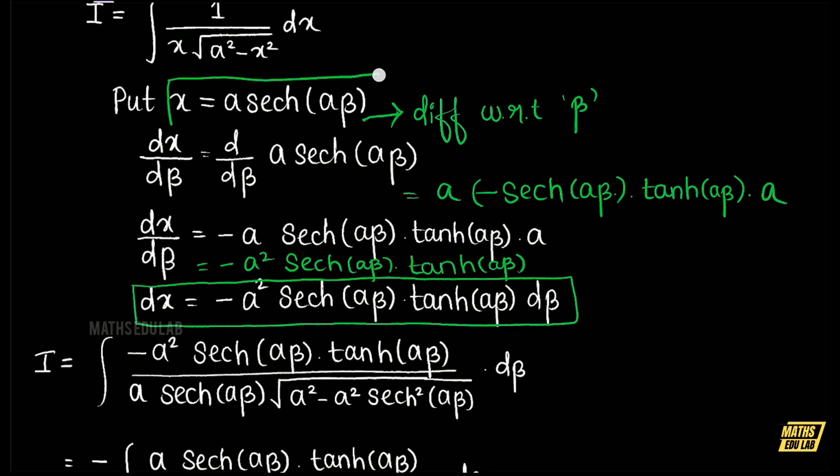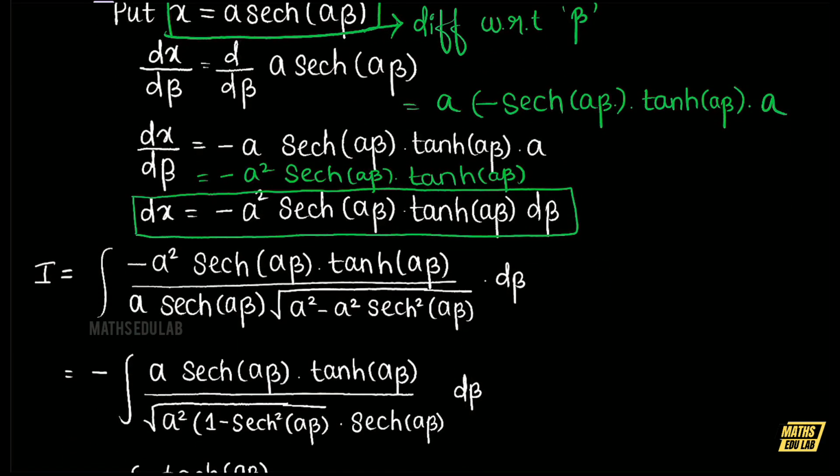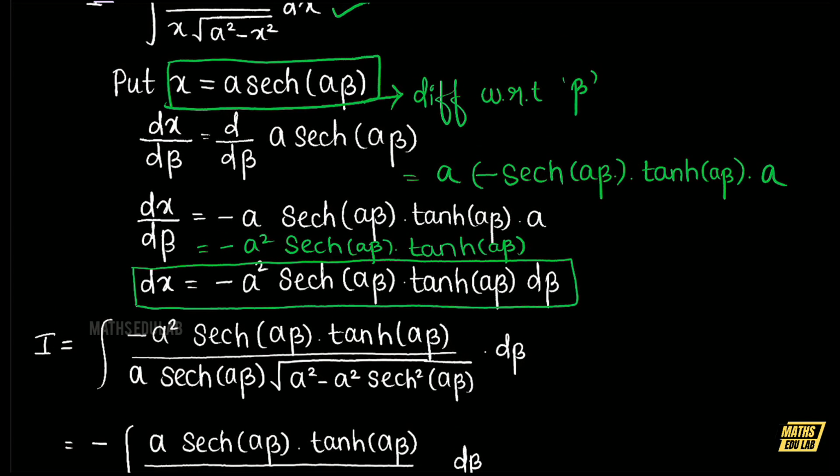That means the value of x and then dx we have to substitute in the I. That means integration of 1 upon x root over a square minus x square dx. So the dx value, which is nothing but minus a square sech a β tanh a β dβ. Then x is nothing but a sech a β, root over a square minus again the x value, which is a square sech square a β.